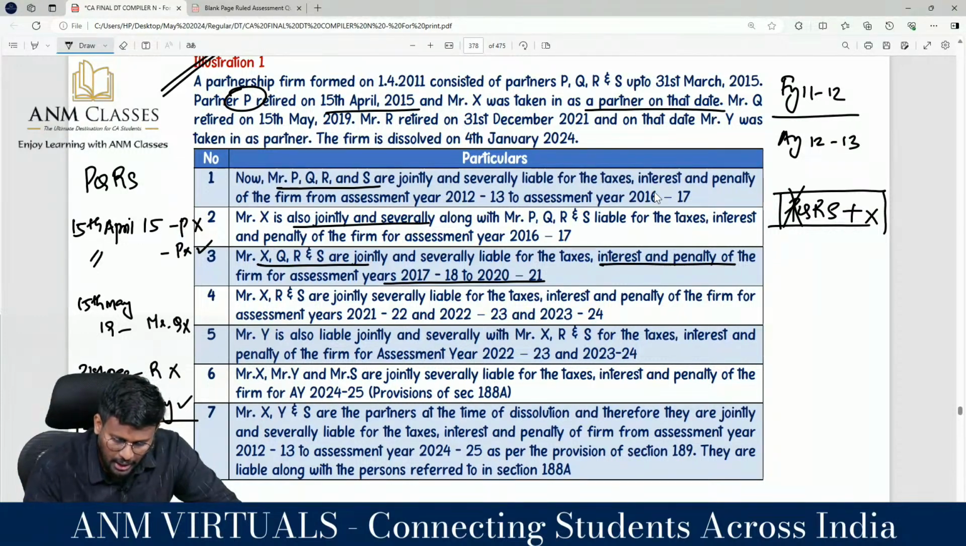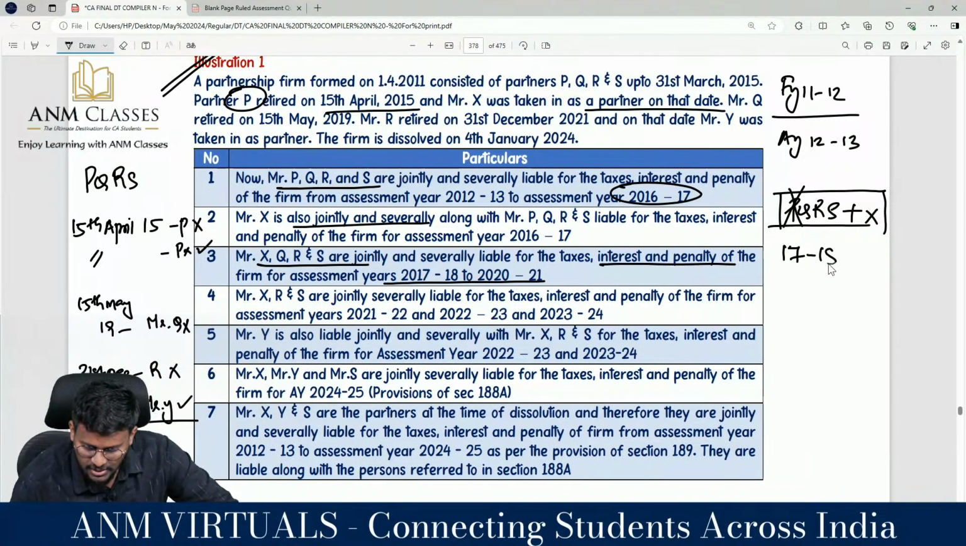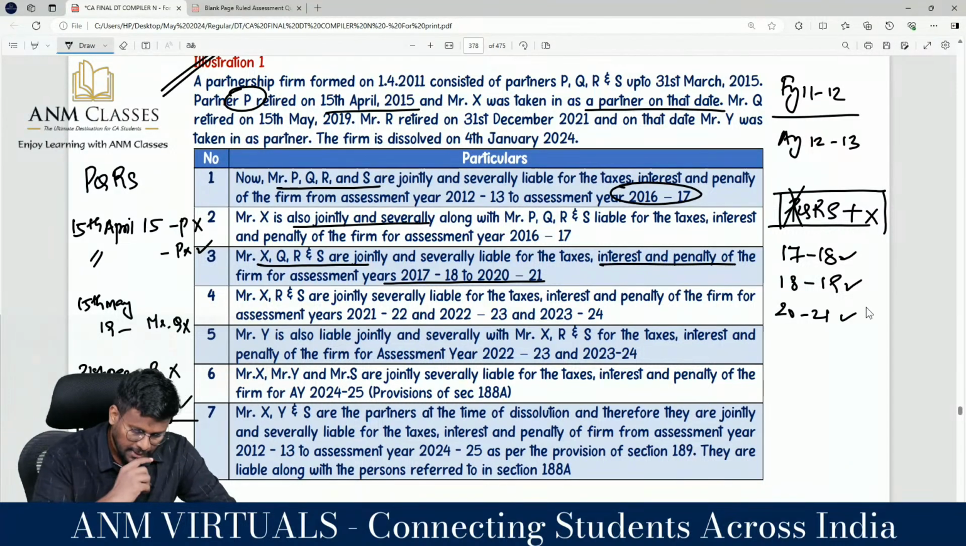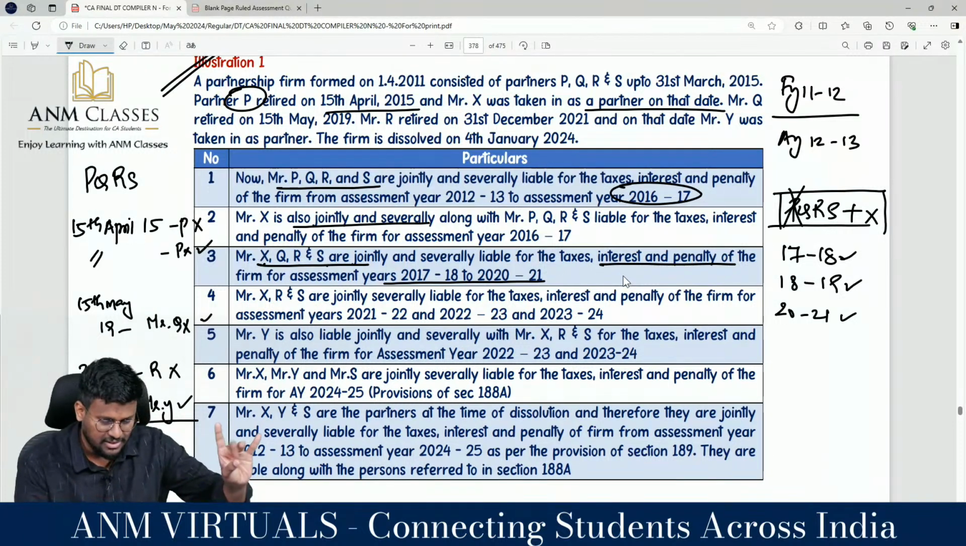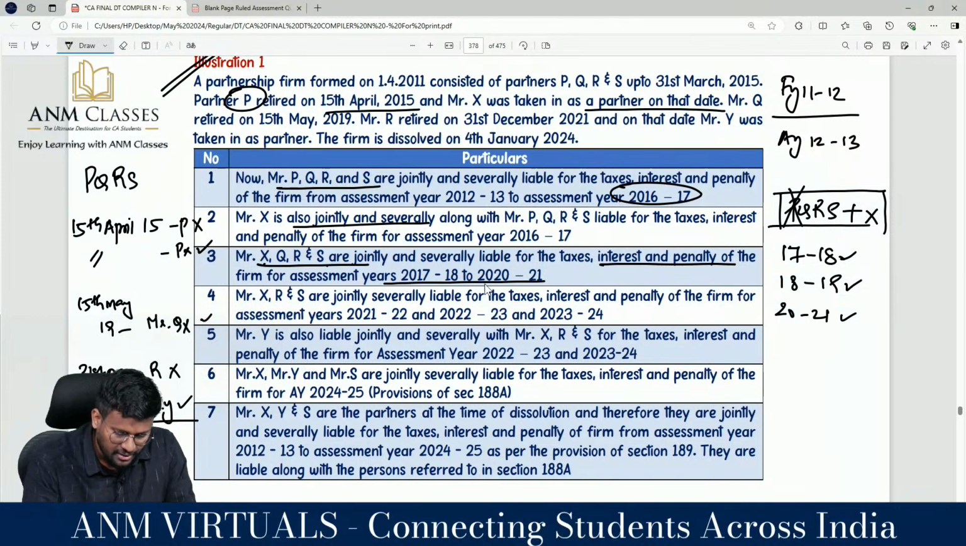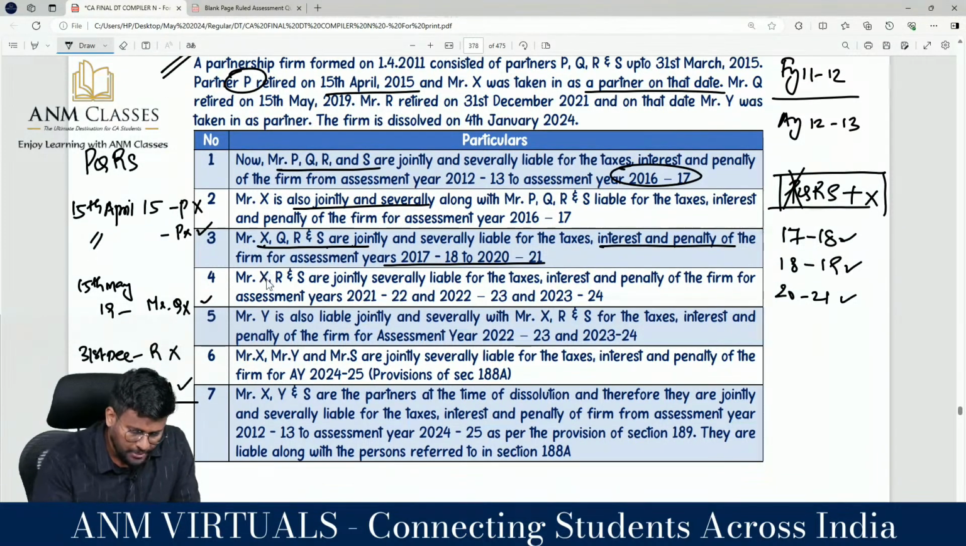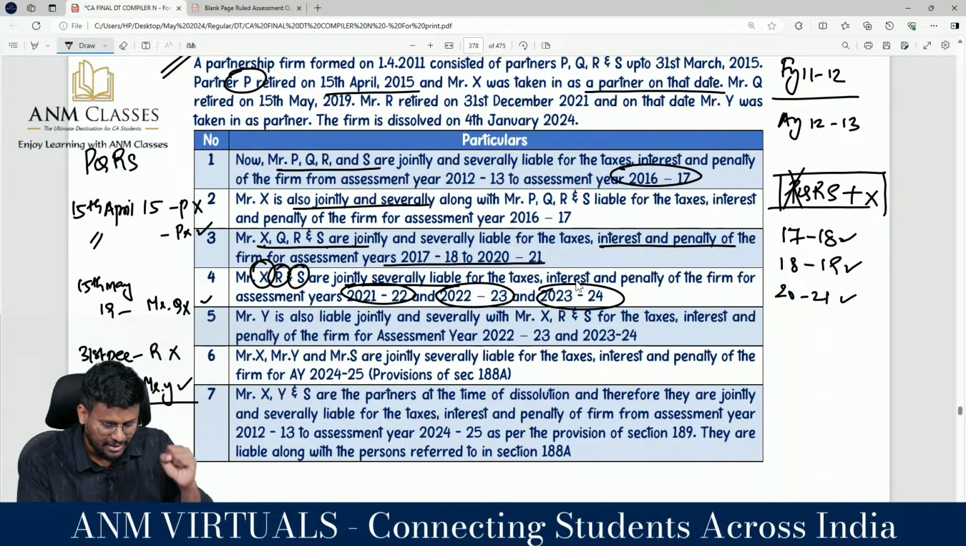This is the story up to 16-17. For assessment year 17-18, these people are responsible. For 18-19, these people are responsible. For 2021, these people are responsible. Because on 15th May 2019, Q went out. That's why Mr. X, Q, R and S are jointly and severally liable for tax, interest and penalty of the firm for assessment year 17-18 to 2021. Now Mr. X, R and S are jointly and severally liable for the taxes, interest and penalty of the firm from 21-22, 22-23, 23-24 because these people are continuing the business.